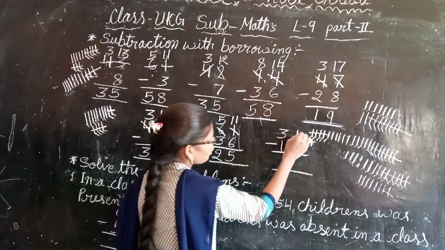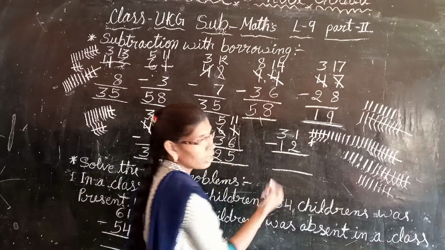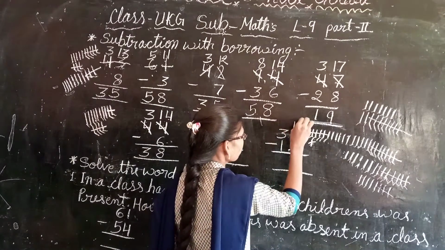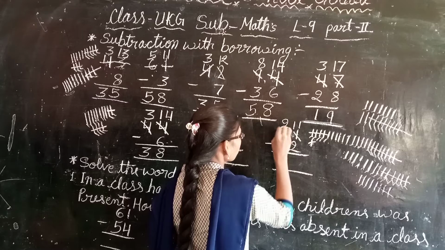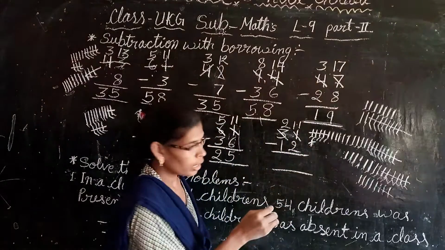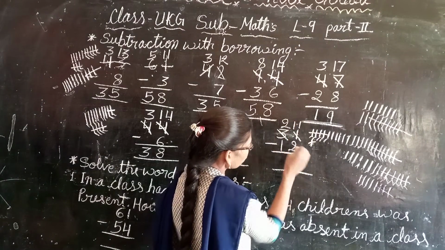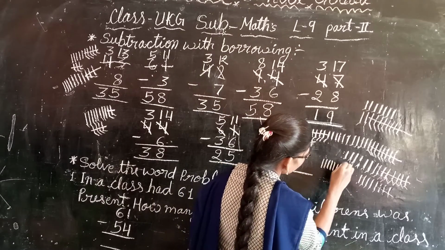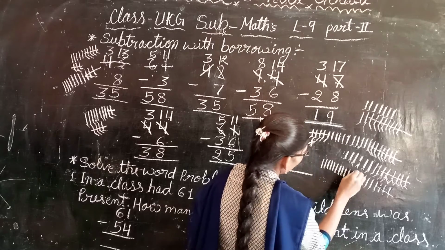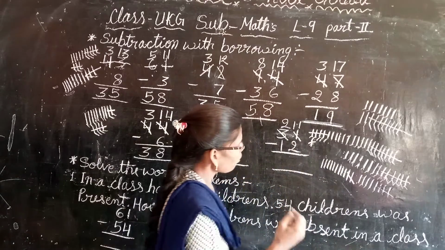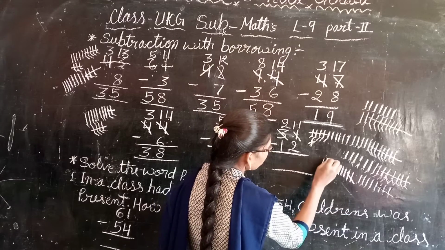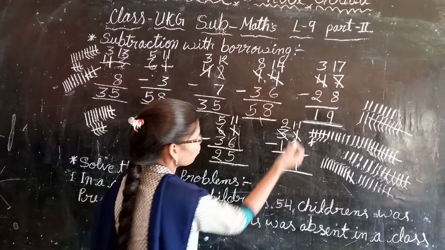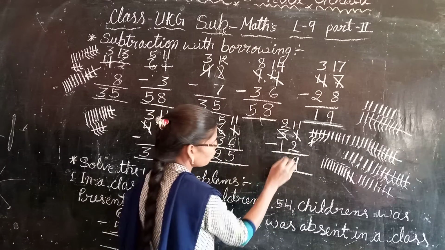Okay. Now next here you see next number is 1, 2. 2 cannot cut. So 1 has to borrow from here and it will get 11 and here 2. So we have to cut 2 from 11. So we will make lines 1, 2, 3, 4, 5, 6, 7, 8, 9, 10, 11. After 11, 2 lines we have to cut. So we get here 1, 2, 3, 4, 5, 6, 7, 8, 9. So we get 9 and out of 2 we have to cut 1. So we get here 1.